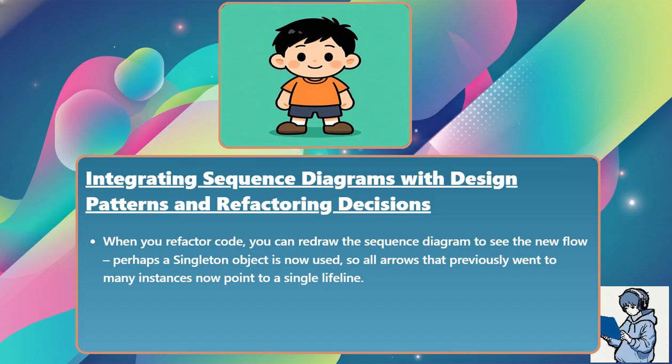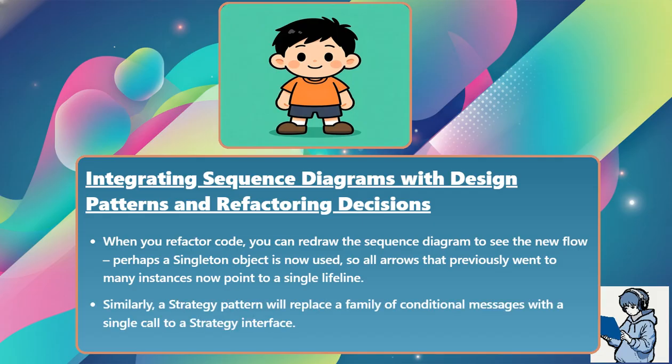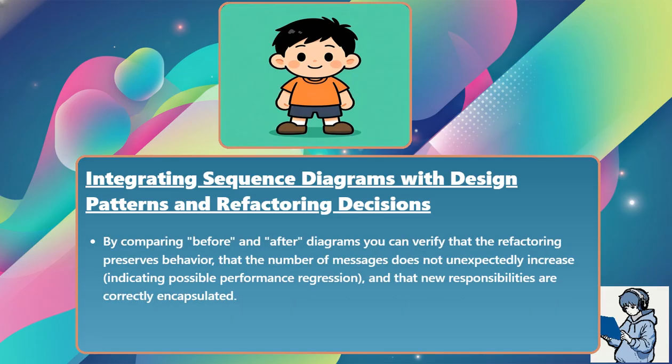Perhaps a singleton object is now used, so all arrows that previously went to many instances now point to a single lifeline. Similarly, a strategy pattern will replace a family of conditional messages with a single call to a strategy interface. By comparing before and after diagrams, you can verify that the refactoring preserves behavior, that the number of messages does not unexpectedly increase, indicating possible performance regression, and that new responsibilities are correctly encapsulated.